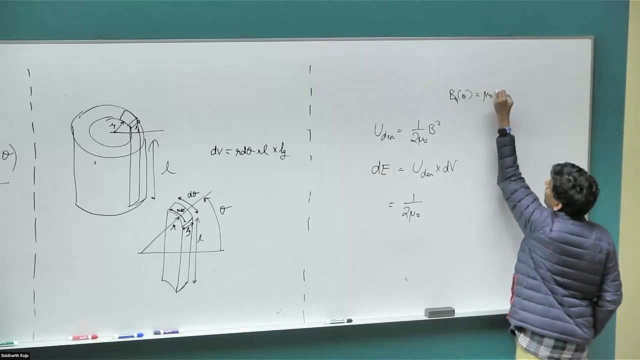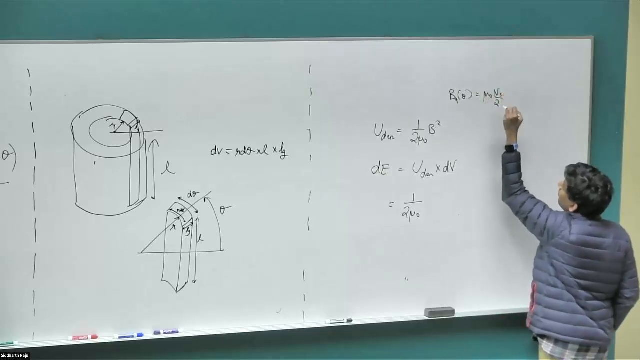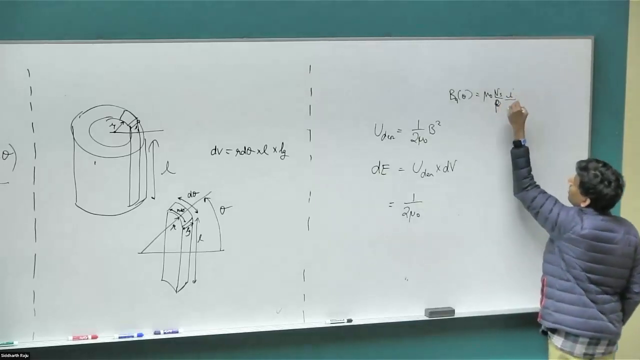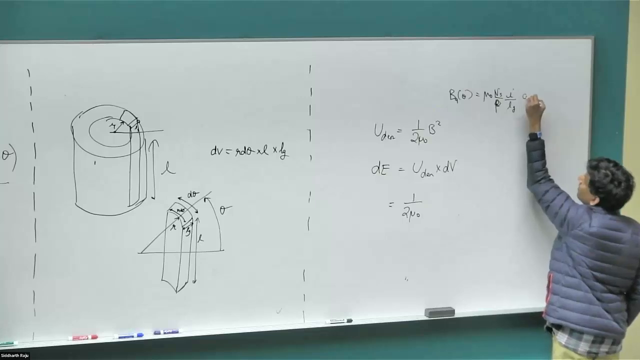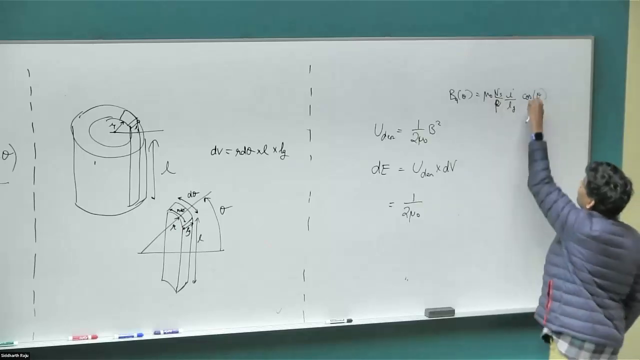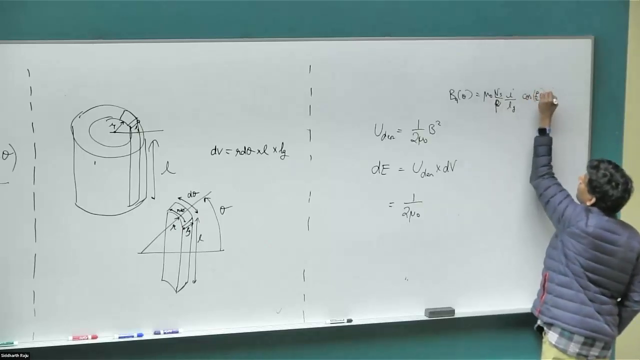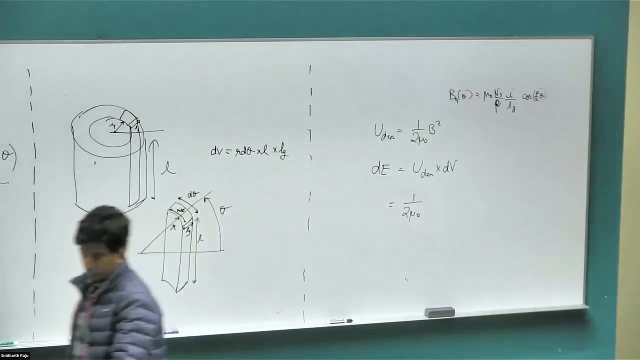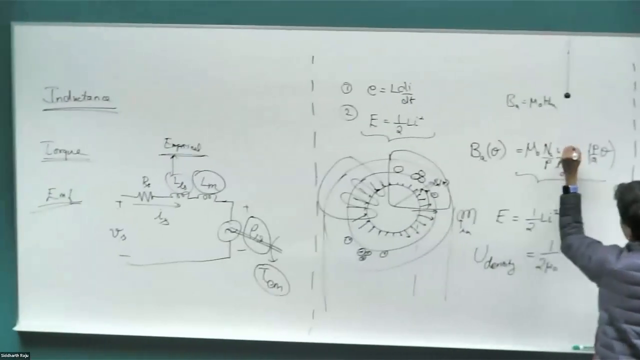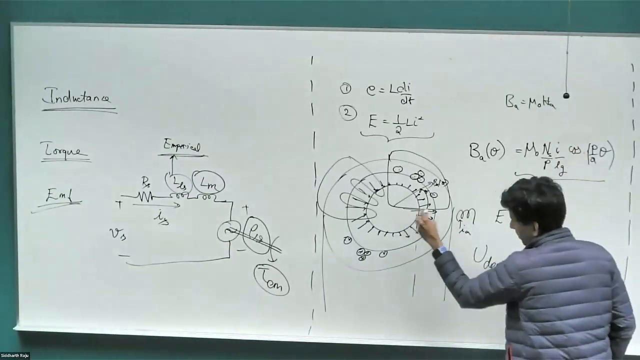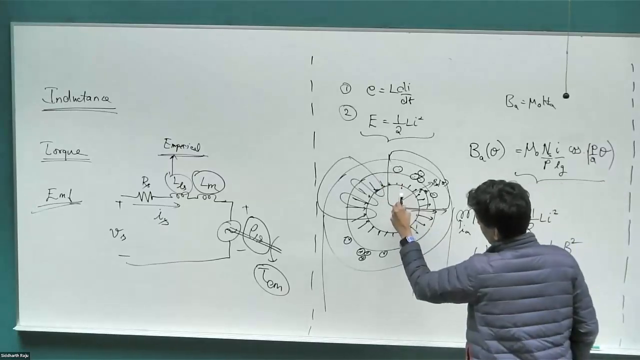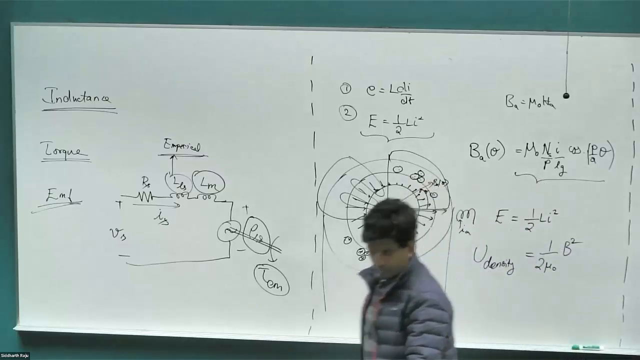was equal to mu naught Ns divided by 2. So Ns divided by P times I divided by Lg times cos of P by 2 theta, not sine. It should be cos, because the B field is maximum at an angle theta equal to 0, and B field is minimum in a two-pole case at angle equal to pi by 2, in a four-pole case at angle equal to pi by 4.